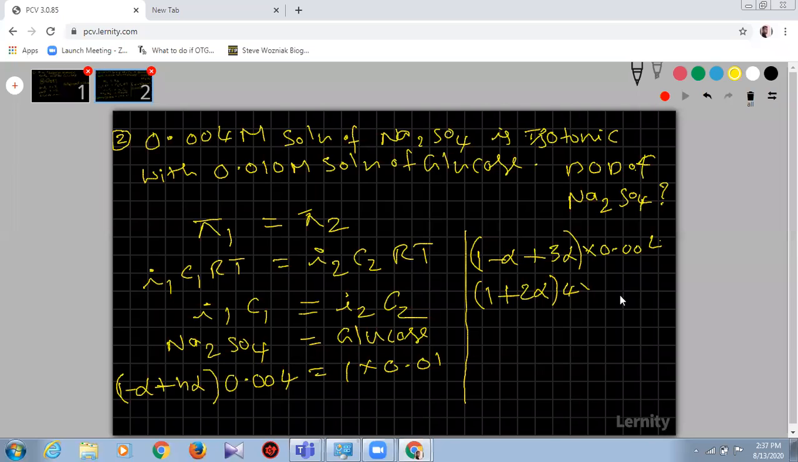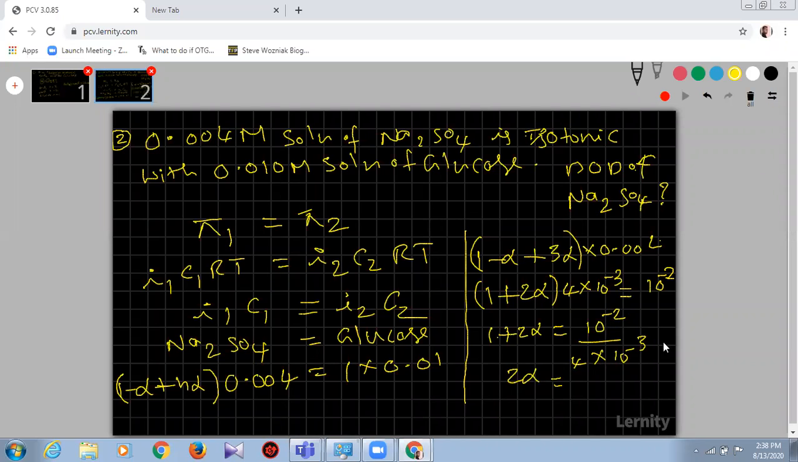That is equal to, what can I write here? 10 power minus 2 I will write. 10 power minus 2 here. So now, 1 plus 2 alpha is equal to 10 power minus 2 by 4 into 10 power minus 3.